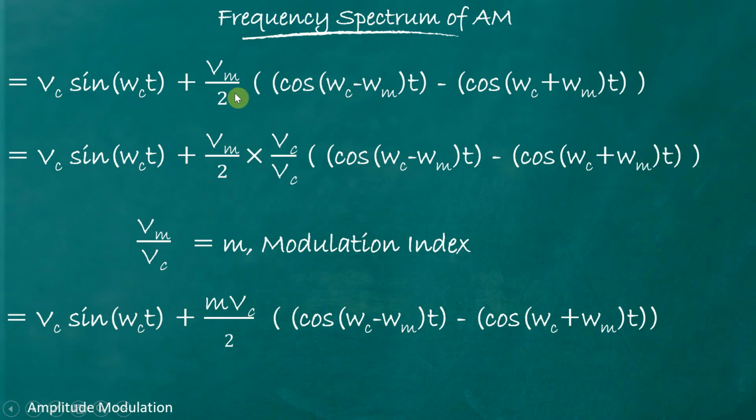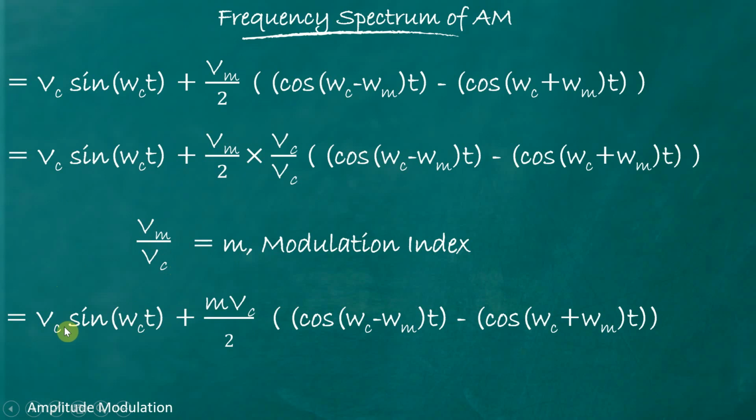So now with this equation, for the second term, multiply and divide by Vc. Sorry, multiply by Vc and divide by Vc, right? So Vm by 2 as it is. So Vm upon Vc is known as m, the modulation index. Now in this expression, substitute Vm upon Vc equal to m.